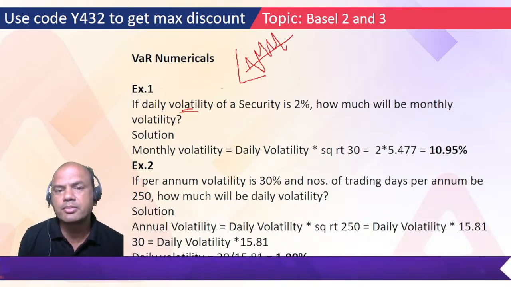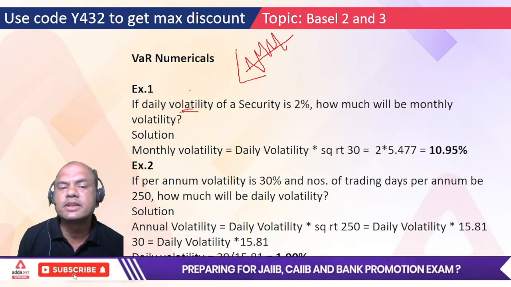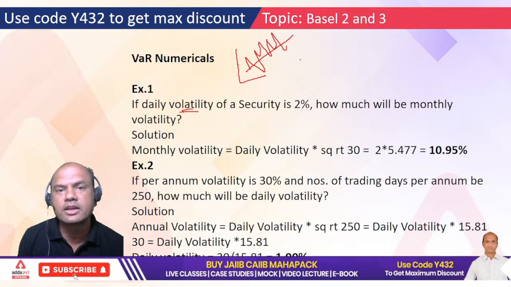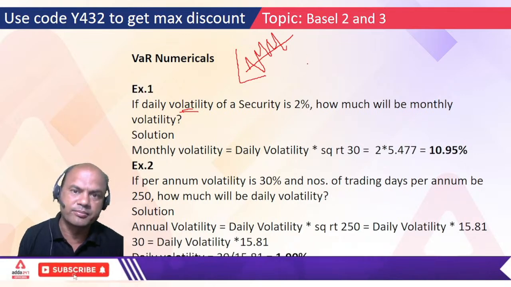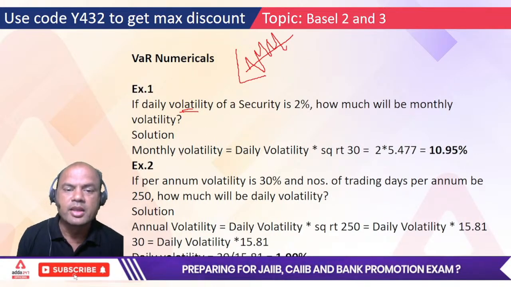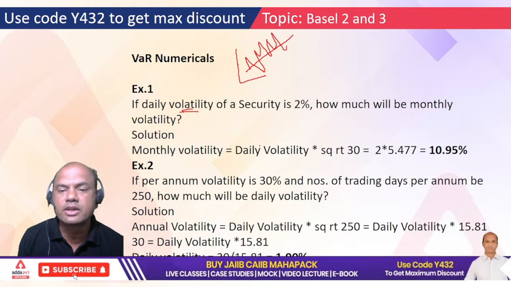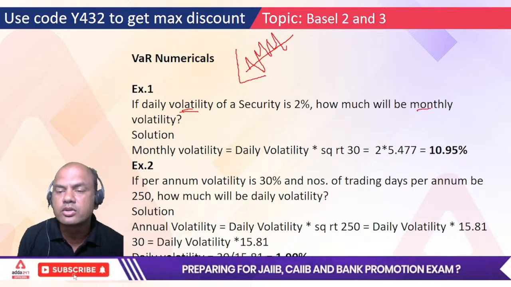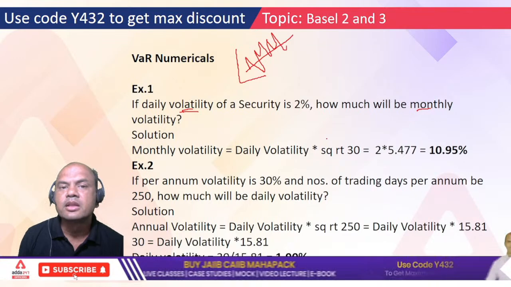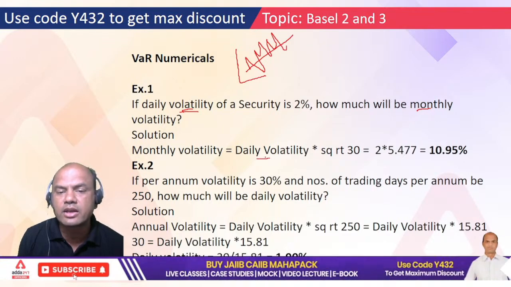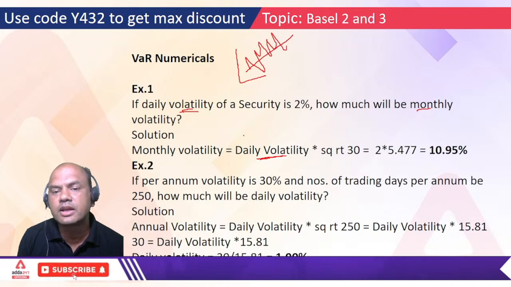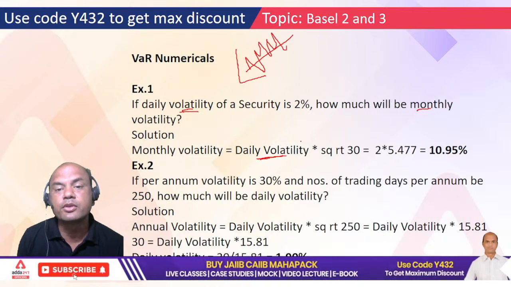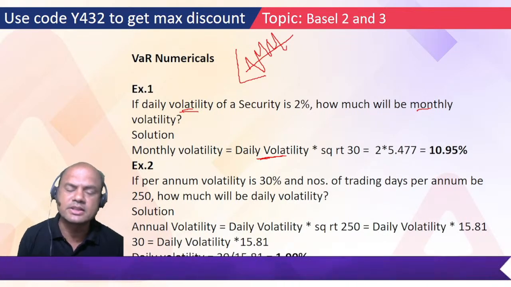Remember, the logic is very simple. Always in the exam you will be given either the daily volatility, or you will be given some monthly volatility and told to calculate the daily volatility. The formula is very simple. Monthly volatility equals daily volatility into square root of 30. Why square root of 30? Because we require monthly. So what do you understand from this formula? The basic is daily volatility. Anywhere you go, you have to calculate the daily volatility in any case. So calculate the daily volatility if not given. If it is given, then it's easy.